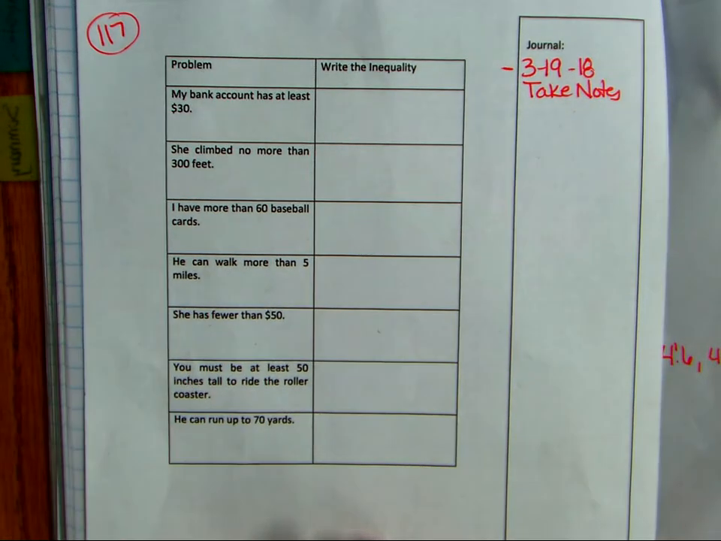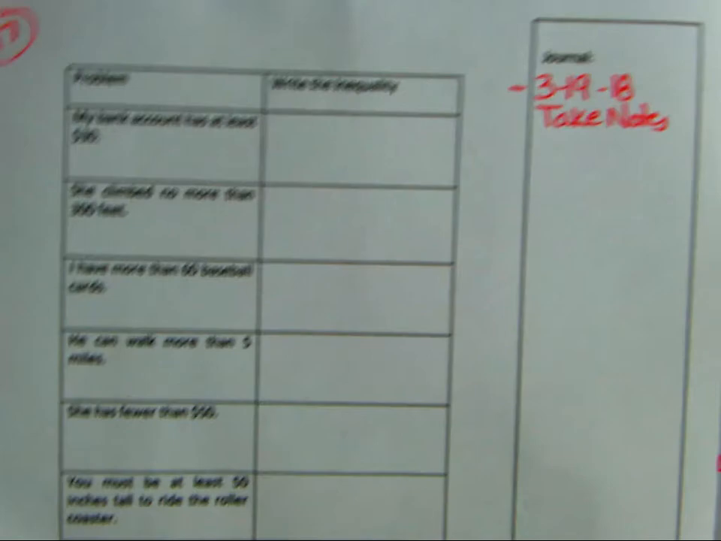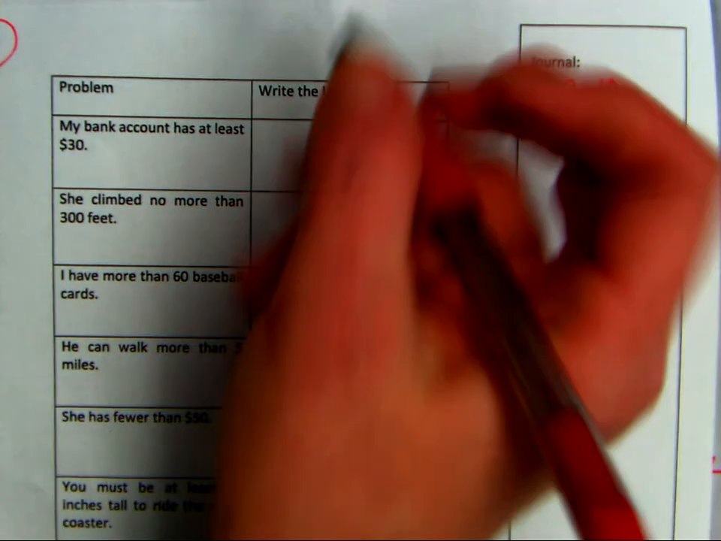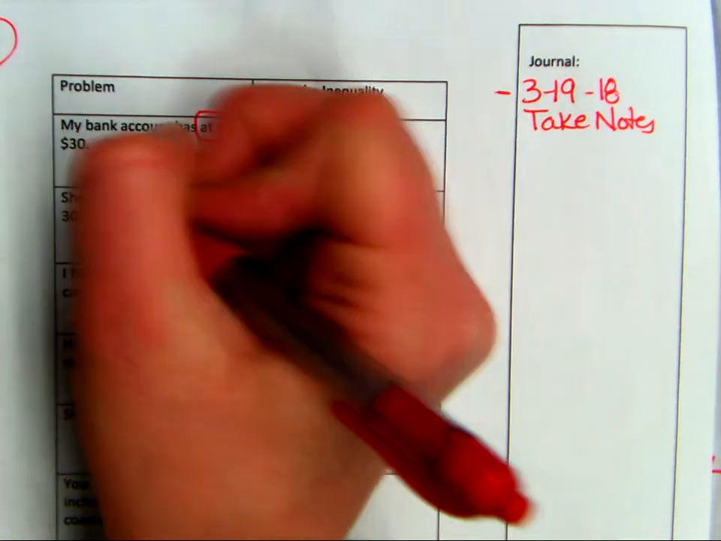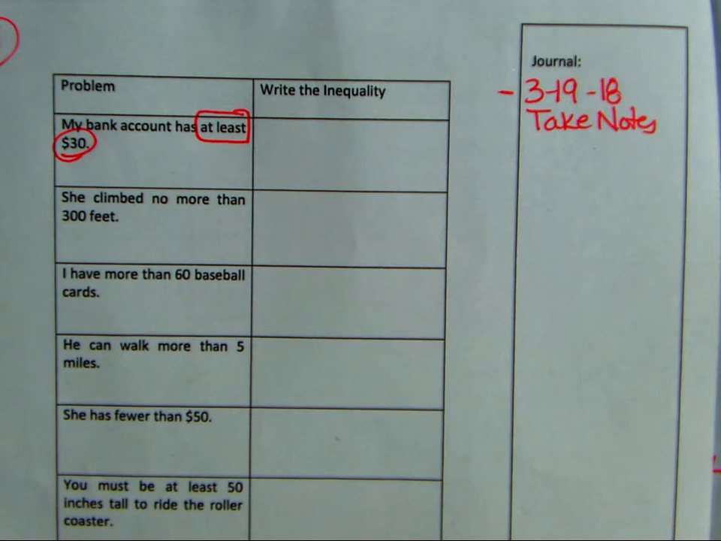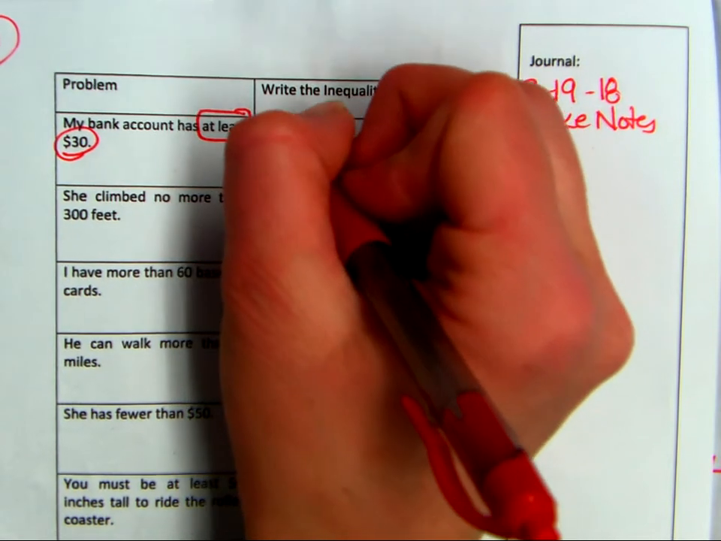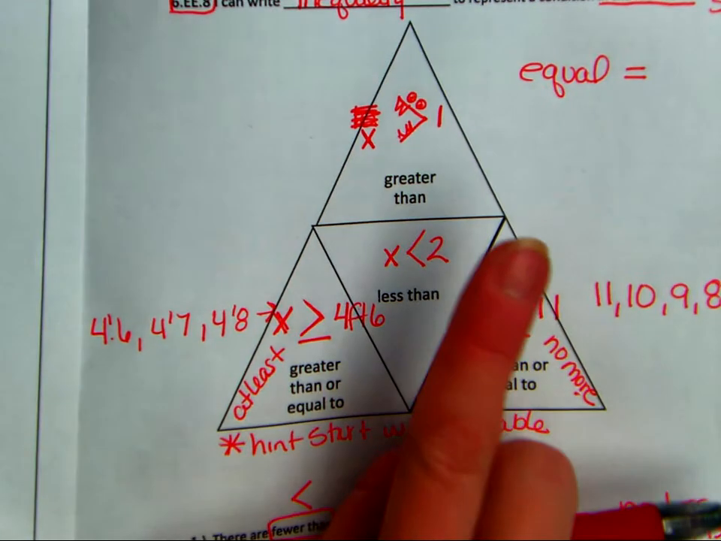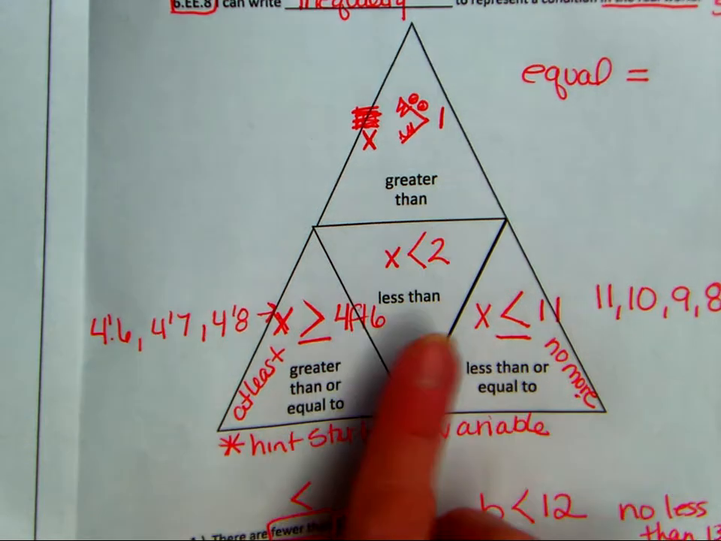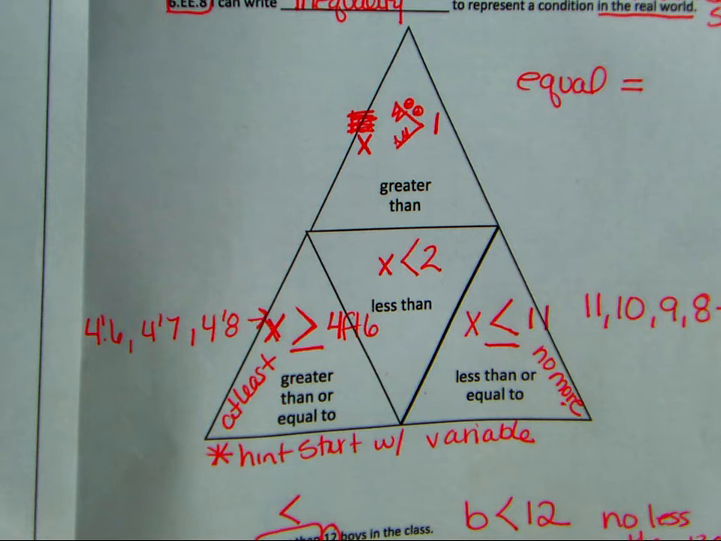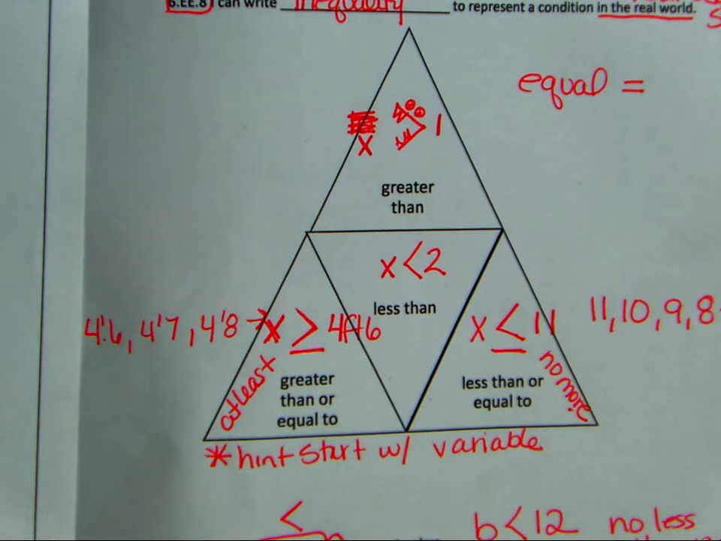All right, on this page, let's first read and look if we find any of those keywords. My bank account has at least $30. So it's $30 or more, right? So we're going to start with our variable, my bank account. At least, if I go over here, it is greater than, right? Or is it greater than or equal to? Which one would it be? Daphne? Greater than or equal to. Why? Because the key word is at least. Correct.